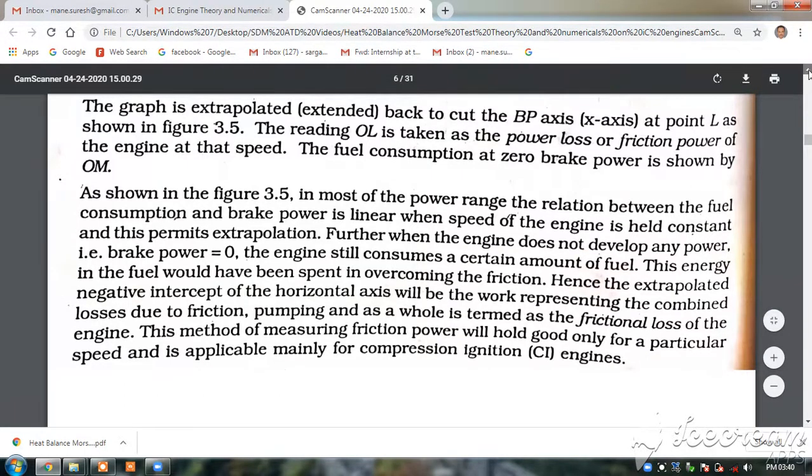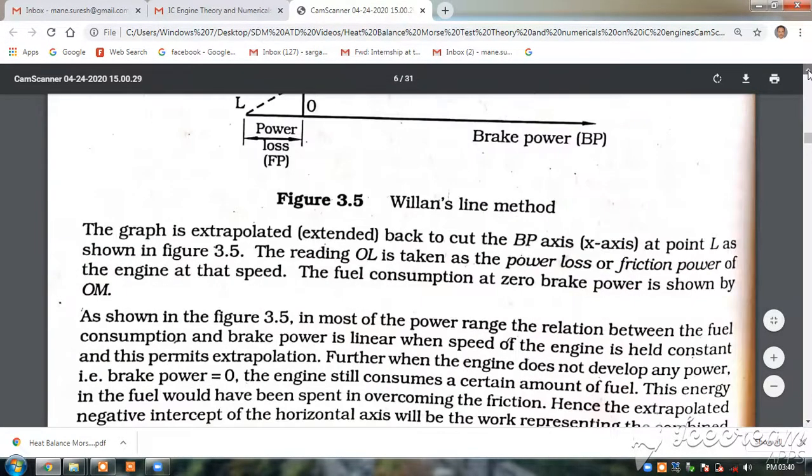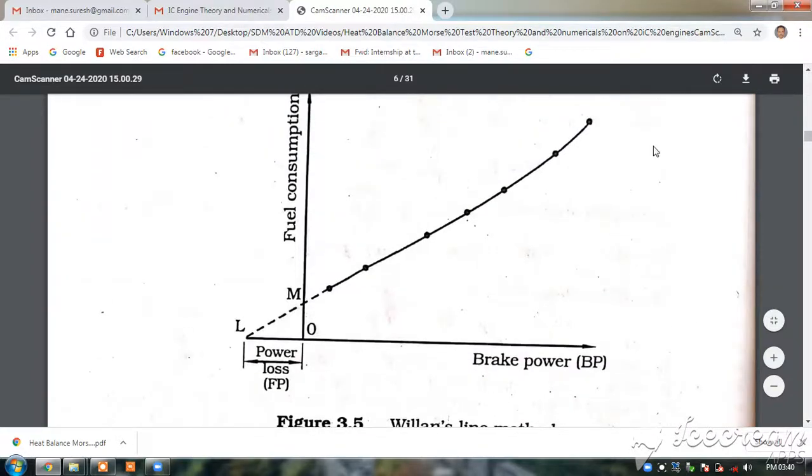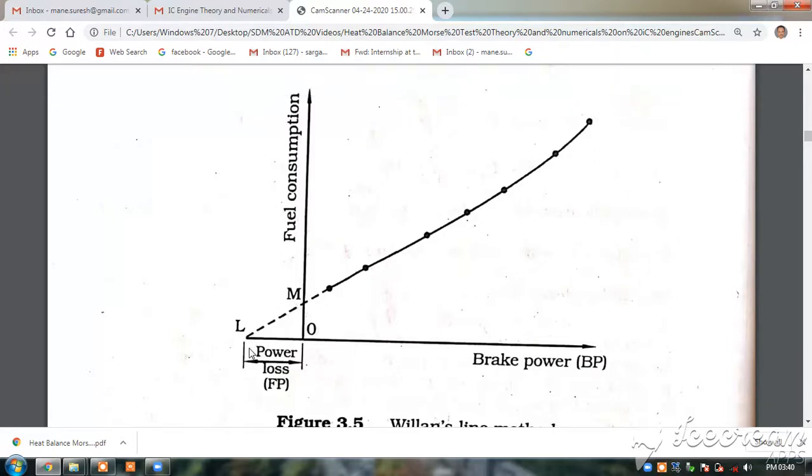Once again we will see the graph. Please plot the graph. I have seen one girl in an exam, instead of plotting the line cutting the axis at OM here, she started the graph from here only, and then she failed in the exam. This is very bad. So you should understand that at zero brake power also some amount of fuel is consumed, that is OM. And when we extend, then this OL is the power loss. We can call it the frictional power.